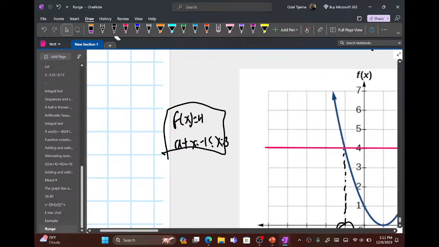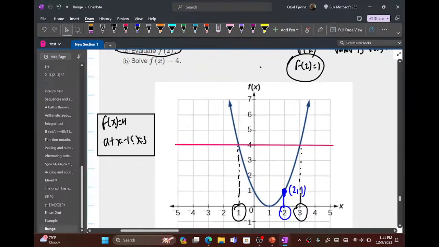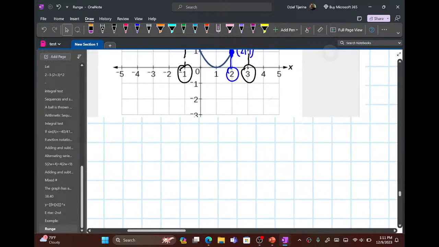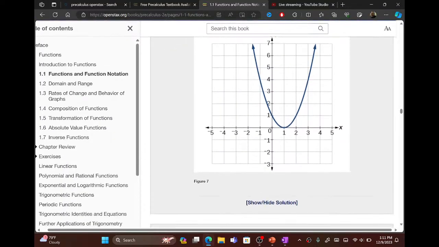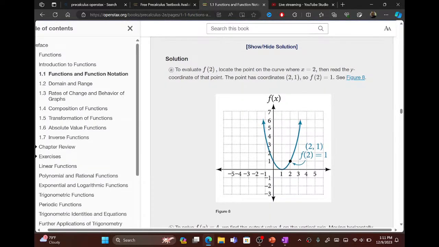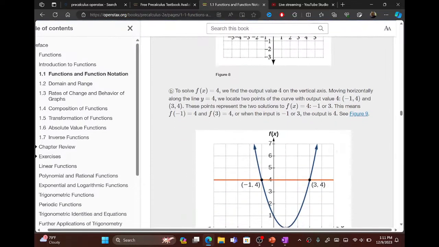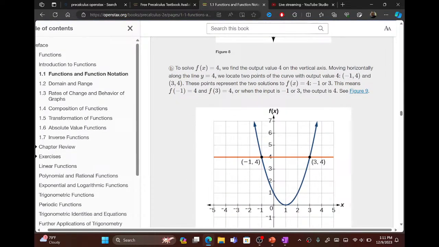It really isn't that difficult. You just have to read this very, very carefully. I mean, it is common and it does take time, but really the main idea is to read it very carefully and to understand what they're asking. So obviously we can say that f of 2 is 1. And we also know that when y is equal to 4, f of -1 is 4, f of 3 is 4, so x is -1 and 3, okay?